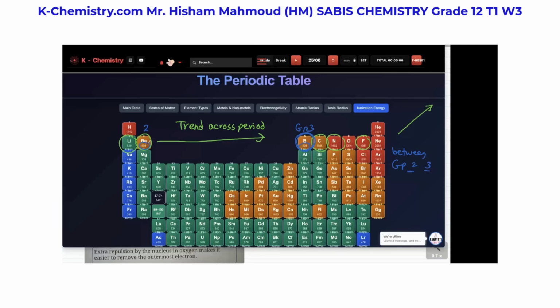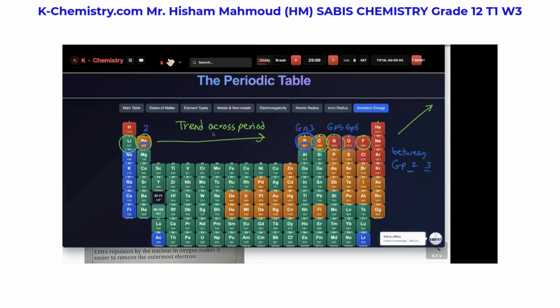If you noticed, here it's 899 and here 801. Then it goes back to normal and increases again. Then it increases again. Then between group 5 and group 6, it drops again. So there are two parts in which the periodic table does not follow the trend.